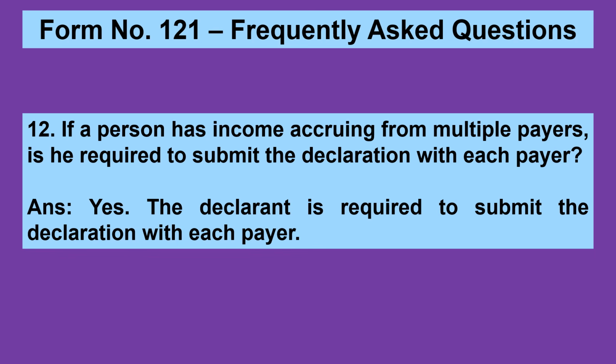Question. If a person has income accruing from multiple payers, is he required to submit the declaration with each payer? Answer. Yes. The declarant is required to submit the declaration with each payer.